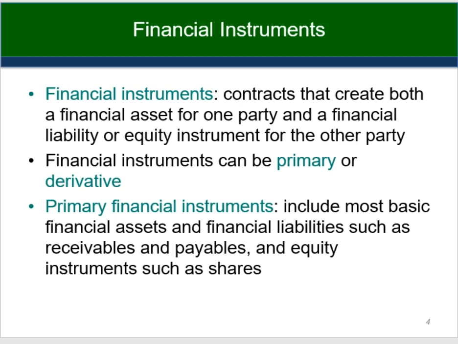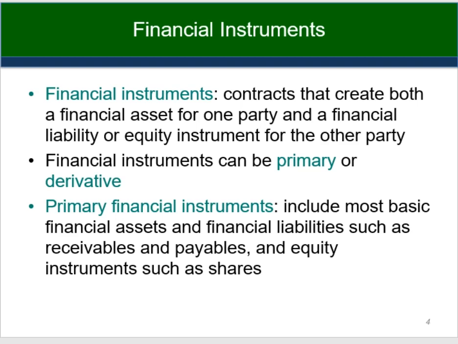So financial instruments are contracts that create both a financial asset for one party and a financial liability or equity instrument for the other party. Financial instruments can be primary financial instruments, which would include most basic financial assets and financial liabilities such as receivables, payables, as well as equity instruments such as shares. Derivative instruments, on the other hand, are more complex.